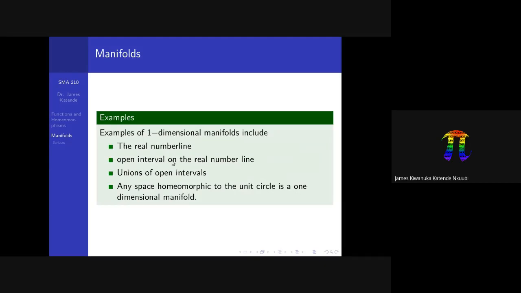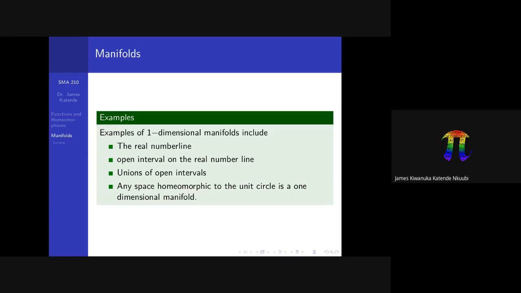An open interval on the real number line is also a one-dimensional manifold, and in a short while we will show that an open interval of the real number line is actually homeomorphic to the whole of the real number line. So if you put together the union of any number of open intervals, you will still end up with a one-dimensional manifold. And it can be shown that any space that is homeomorphic to the unit circle is also a one-dimensional manifold, because the unit circle is a one-dimensional manifold.